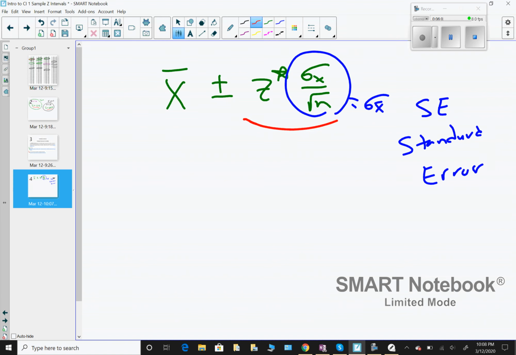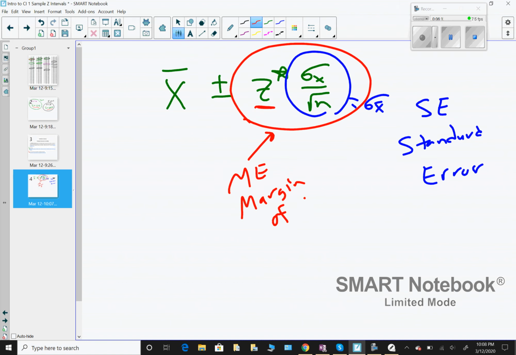Altogether, this thing gets multiplied by this extra z star, whatever that is. This thing's called the ME, or the margin of error. Important statistical terms to know. And then here's your sample mean.